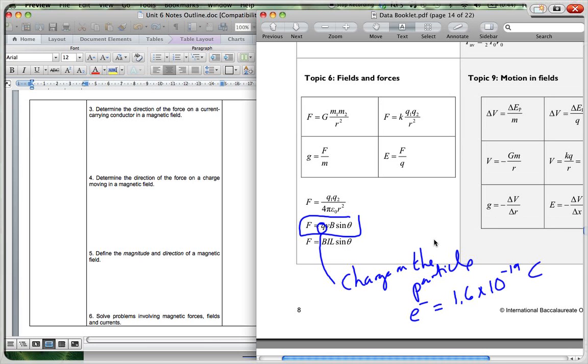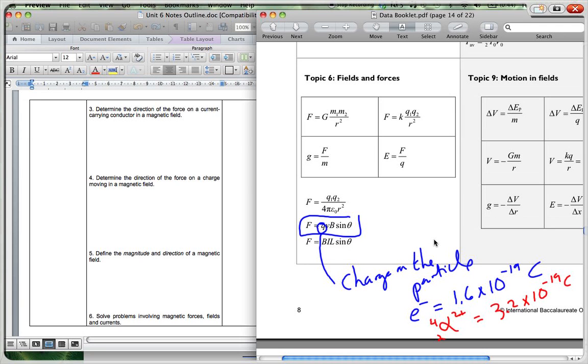If we were dealing with an alpha particle, which is quite often a particle that is available, an alpha particle is like a helium nucleus. For those that do chemistry, it's got 2 protons, 4 nucleons, 2 neutrons, 2 protons. It's a 2 plus particle. It would equal 2 times this, 3.2 times 10 to the negative 19 coulombs. So this Q over here is the charge on the particle.